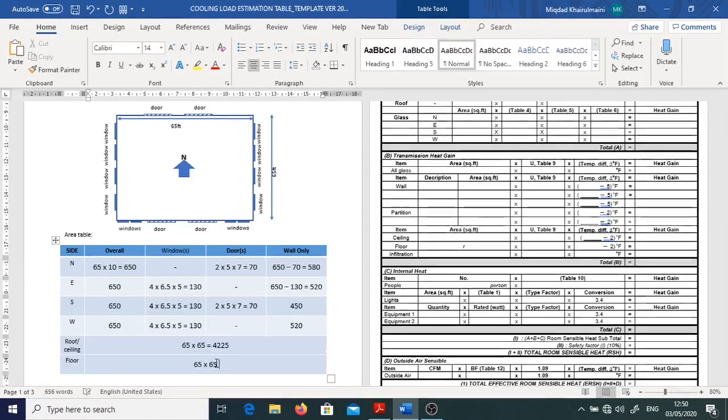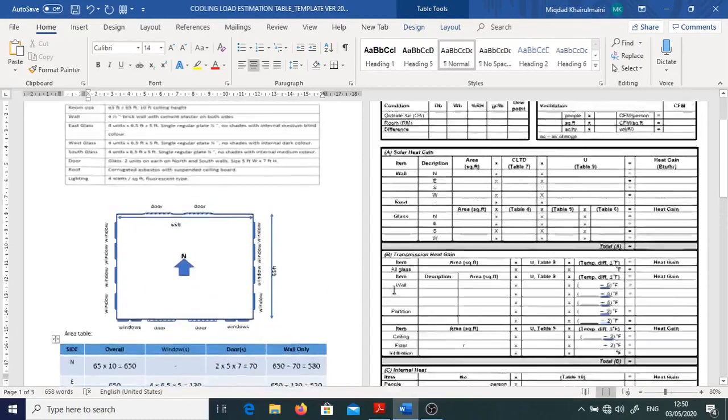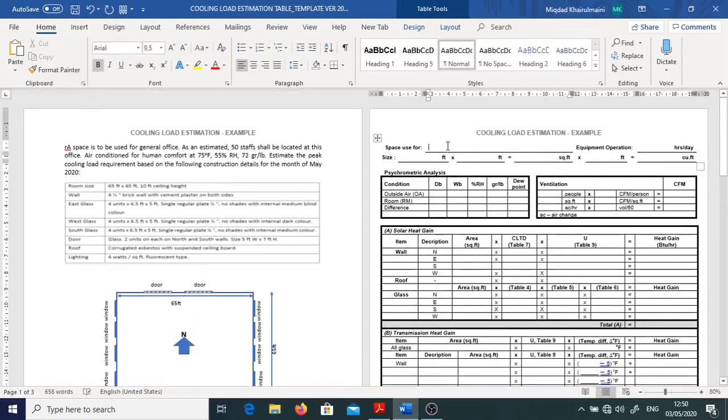Okay, so 4,225. Okay, so we have to calculate the area first based on the sides and also the roof or ceiling and also the floor. Next, we can fill in the cooling load estimation table. So for space used for, we know from the question it is a general office. So we can fill in the name general office here.